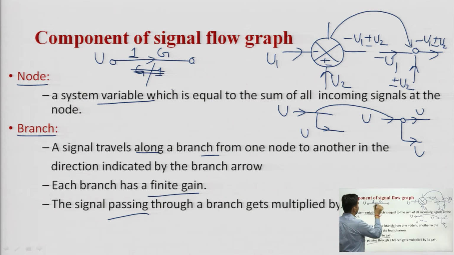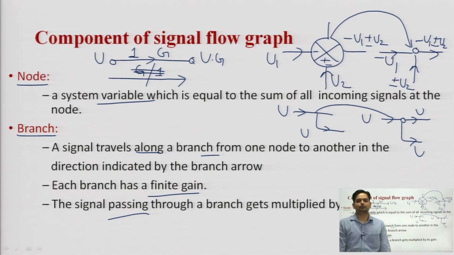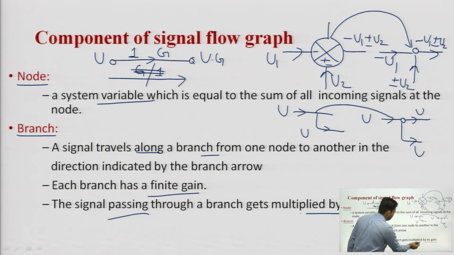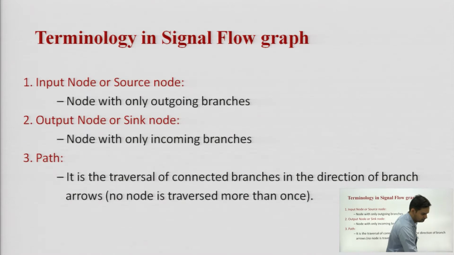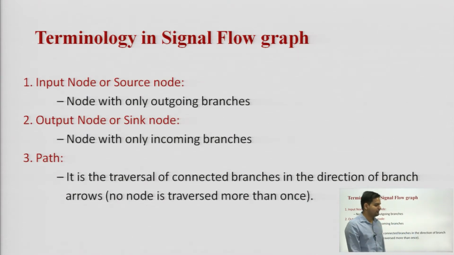Whenever I move from u in the right direction, at this node I will say the value of the signal would be u times g. It means the signal u passing through this branch having gain g, after covering this node, my output would be u times g. So, these are the rules that we have to keep in mind in the signal flow graph. Now, we will see the basic terminology we have to use in the signal flow graph.